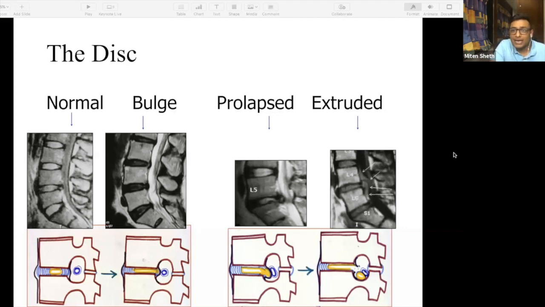Okay, and sometimes it gets extruded, so it comes out completely, and that is called an extruded disc. Sometimes that extruded fragment gets completely separated from the main disc, and that is called a sequestrated disc. Okay, so that is how a normal disc looks on an MRI, which slowly degenerates and causes multiple level disc bulges, which are completely normal. It is as good as having 40% heart block. When it becomes a problem, it becomes a prolapse intervertebral disc, which sometimes can be extruded. Okay, so those are the different types of disc bulges that you have.